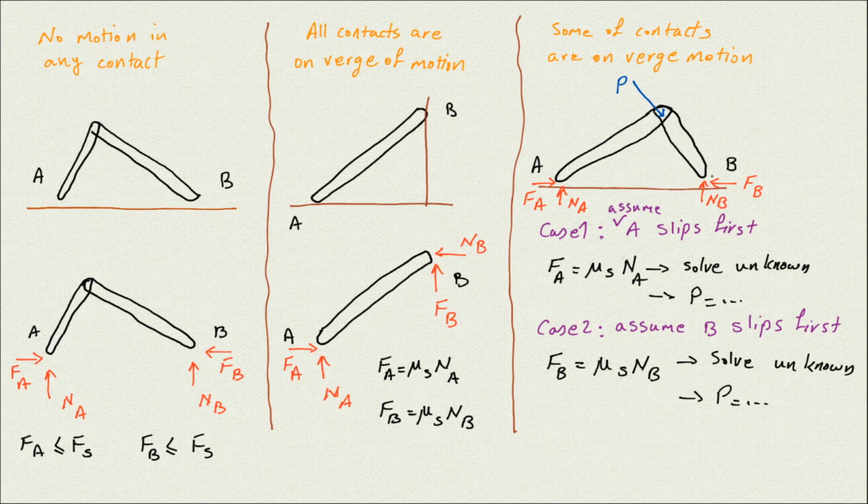We don't know which one's gonna move. So we have to solve the entire problem once for A, assuming A is the one that's gonna move first, and then find all the unknowns you want to find. And then we have to assume this time for the second one that B is the one that's gonna start to move, not A, and then solve for all the unknowns, and then we compare case one and case two and see which one is the correct answer.